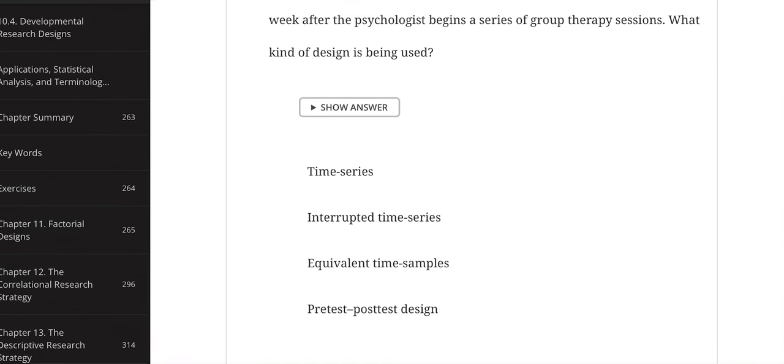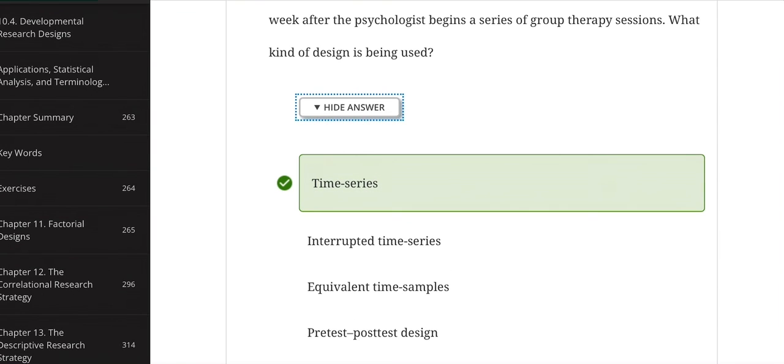And hopefully you realized from looking at this that interrupted time series, remember, is when it's an event outside of their control. But this is a therapy that is obviously being introduced, and so it is not considered interrupted. It would be considered just a regular time series design.